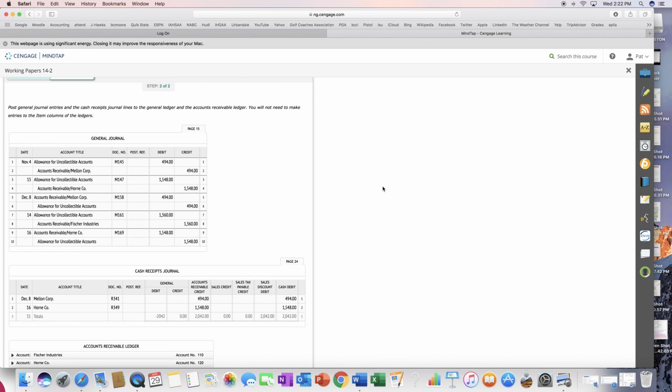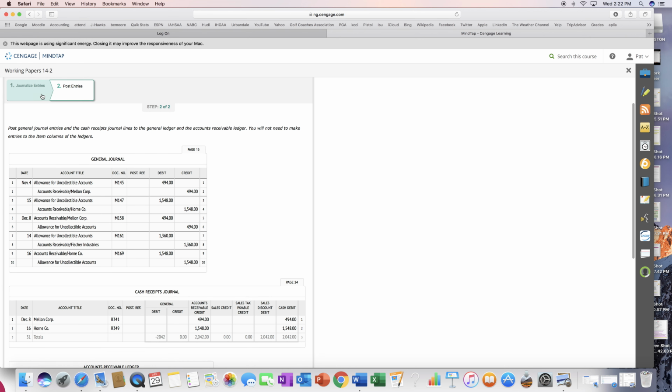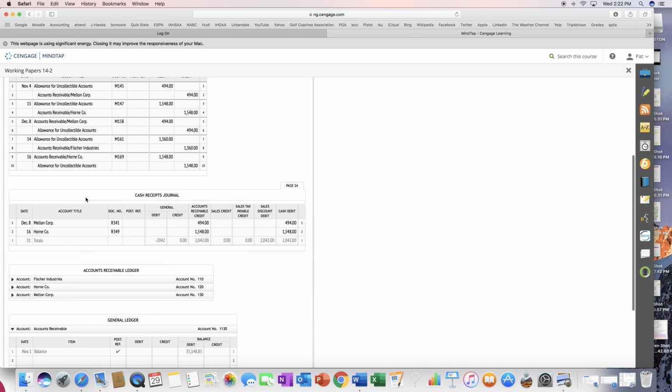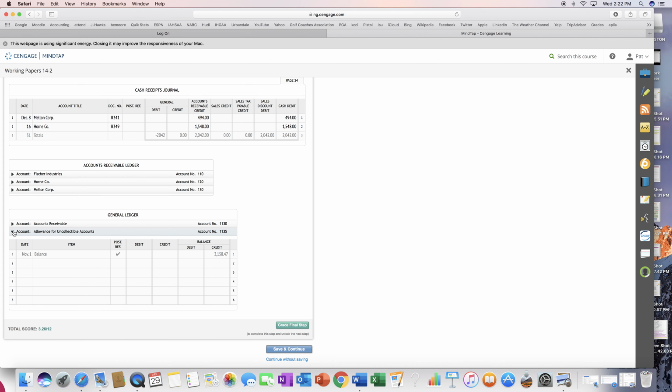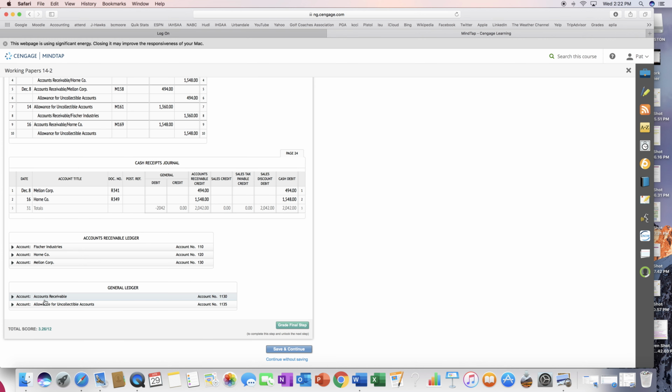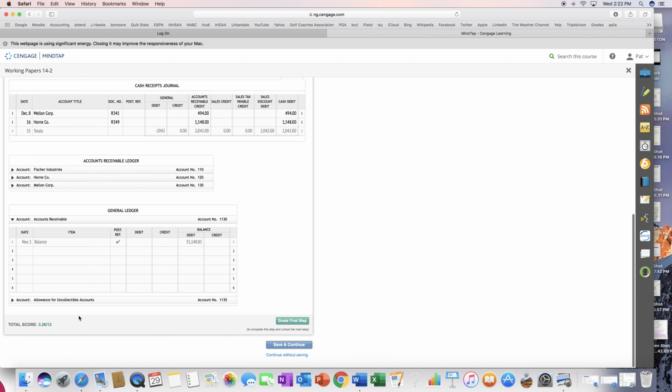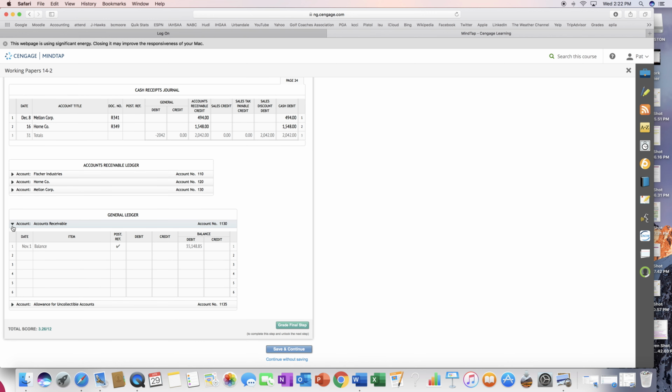So my cursor kind of went nuts there, so I couldn't finish the posting part of it. So step two is the posting part. You see the journal entries now that they're completed, and you go through and do the posting. You're going to have these accounts down here. We're going to be dealing a lot with accounts receivable and with allowance for uncollectible accounts.